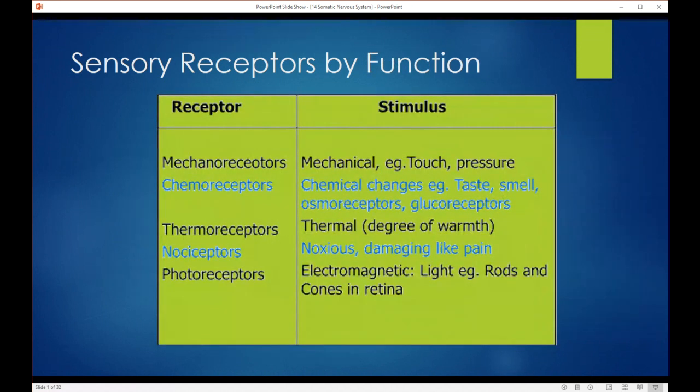And there are mechanoreceptors, so that means they're mechanical, so the touch or the pressure. Chemoreceptors has to do with chemical change. So our smell, our taste, those are going to be chemoreceptors. We have thermoreceptors, which is temperature. Nociceptors, those are going to be like noxious things, so damaging, like pain or poison. And then photoreceptors has to do with light.